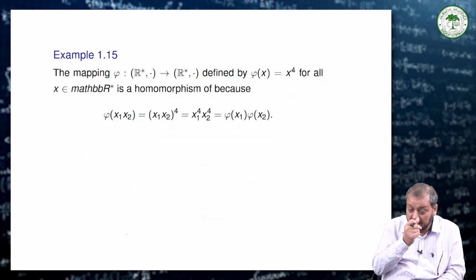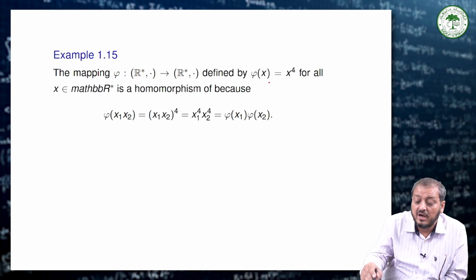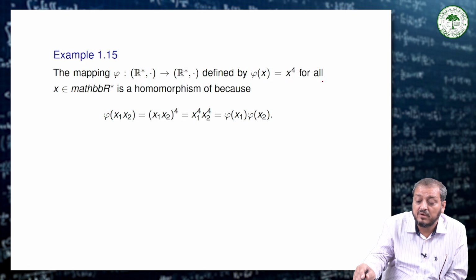Let us try another example. Let phi from R star to R star be defined by phi of x equal to x to the power of 4.